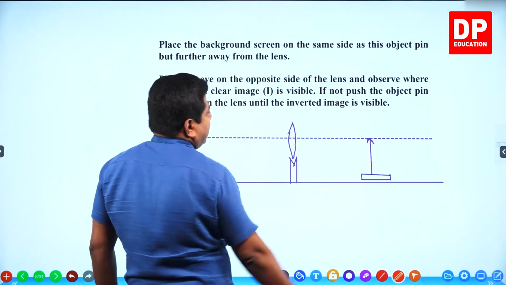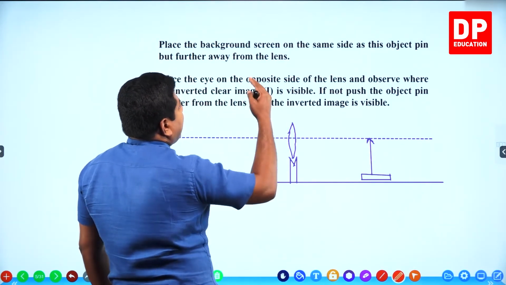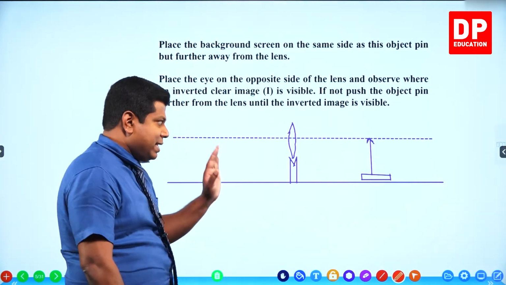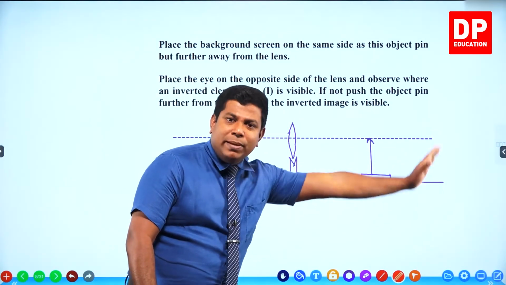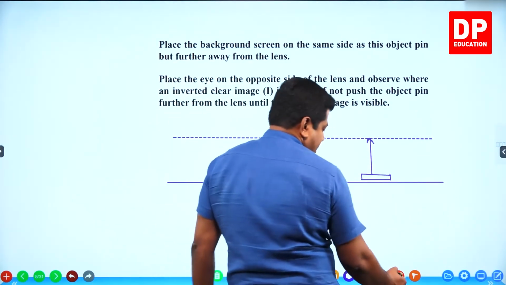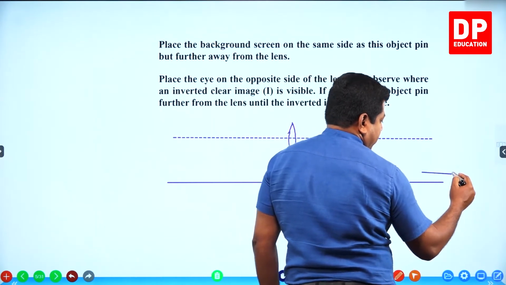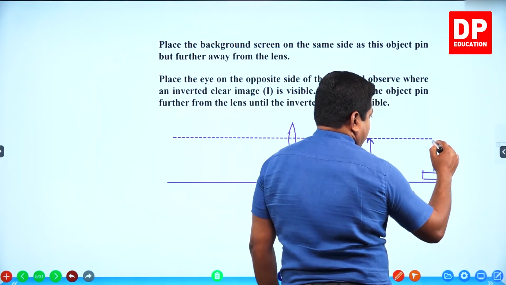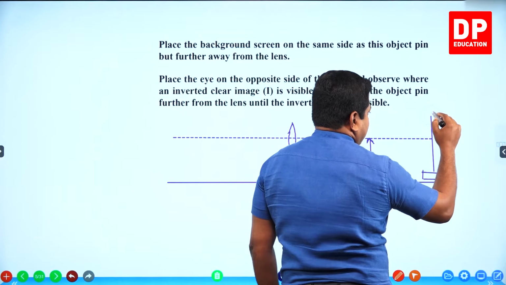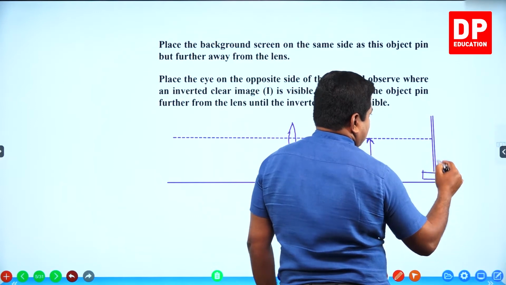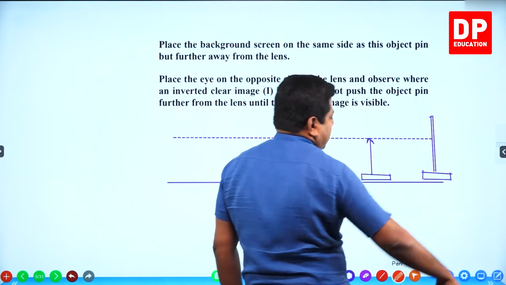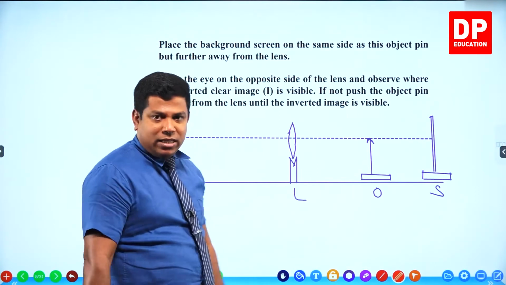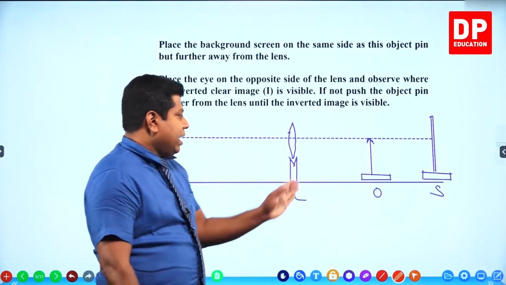Keep the object there. This is going to be the object. Place the background screen on the same side as this object pin, but further away from the lens. On the same side, but away, at the end basically. So let's keep it. This will be your background screen. That's the background screen, S. This is O. This is L, lens. Right? S for screen, O for object, L for lens.